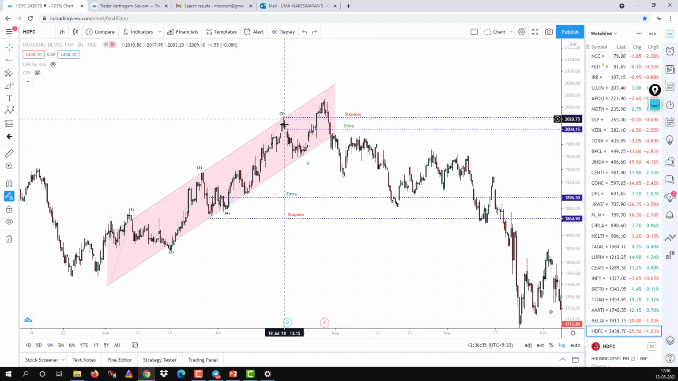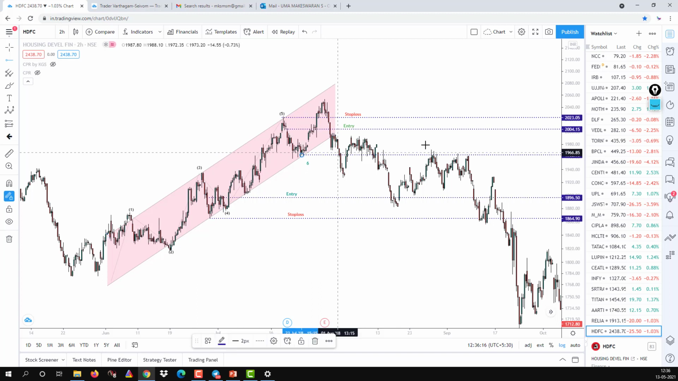This is the entry point, this is the stop loss we have to place, and the target is the next support of the trend line. Once we have completed here, we have to wait for the next breakout. Once the channel gives the breakout, we should enter here.